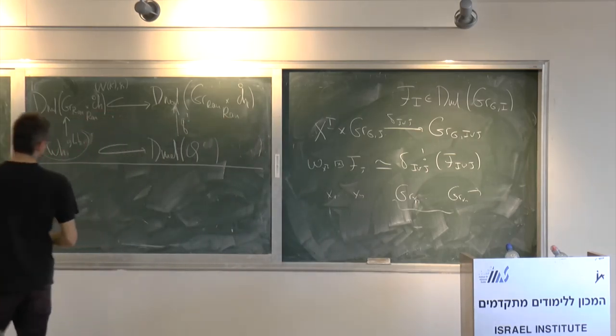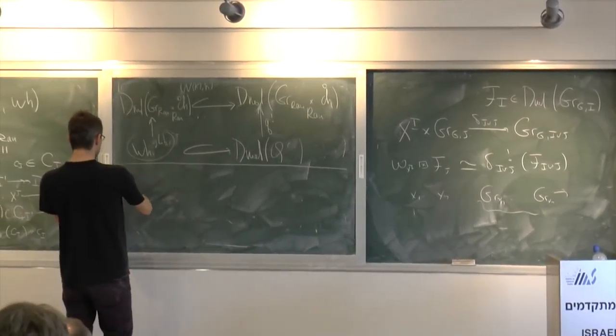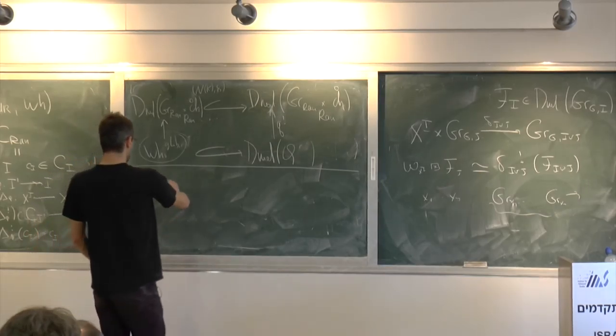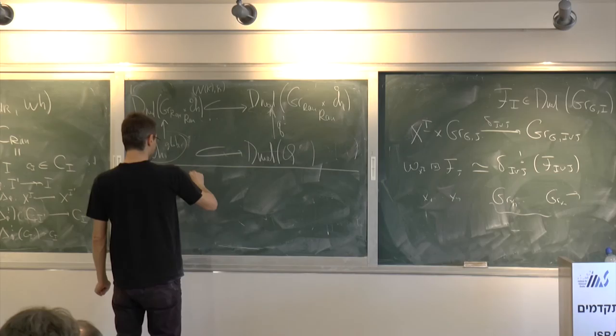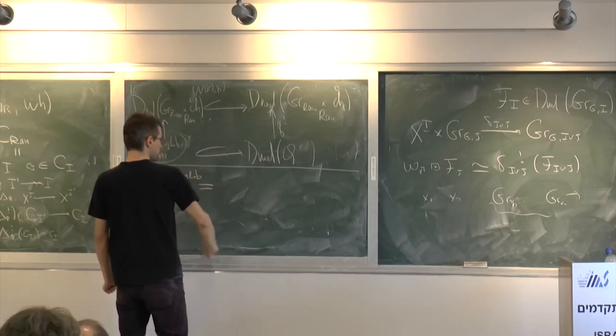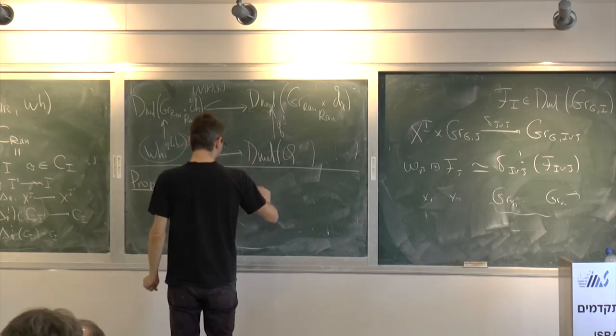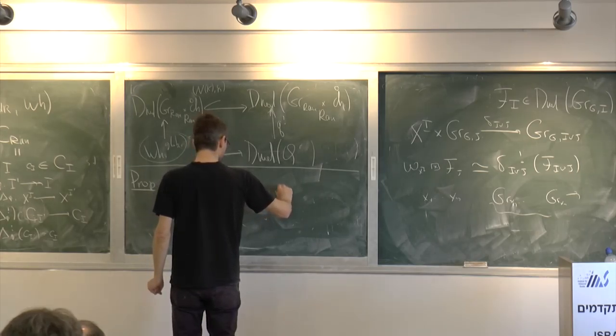So now, with these definitions, let me state the proposition, and I'll sketch the proof in a moment, that Wh glob is Wh, as defined up there, Ran independent.